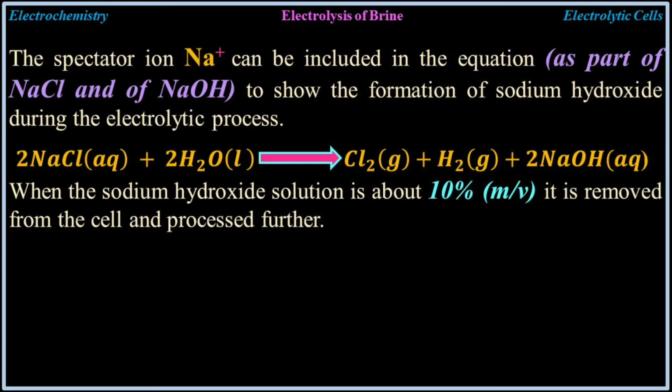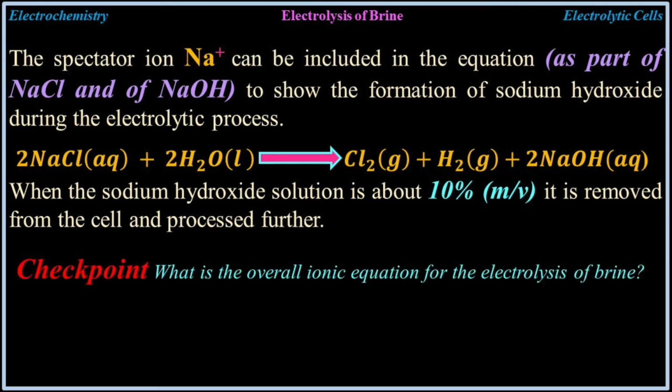The spectator ion sodium can be included in the equation as part of sodium chloride and of sodium hydroxide to show the formation of sodium hydroxide during the electrolytic process. 2 sodium chlorides plus 2 waters yields 1 chlorine and 1 hydrogen plus 2 sodium hydroxides. When the sodium hydroxide solution is about 10% m over v, it is removed from the cell and processed further.